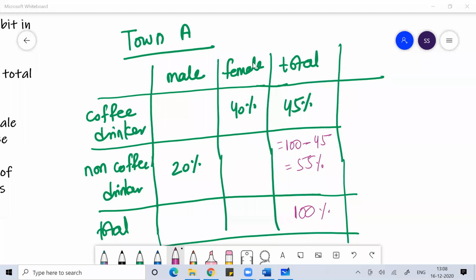Now it's like filling in the blanks. So this is 20, this is 55. So this 55 minus 20 will be 35. If this is 35, then this will be 75. You know that this is 45 minus 40, so this is 5. So this will be 25. Clear, everyone?